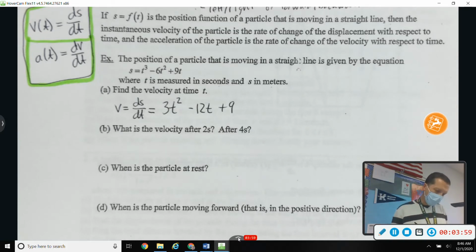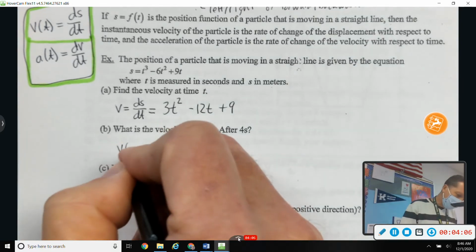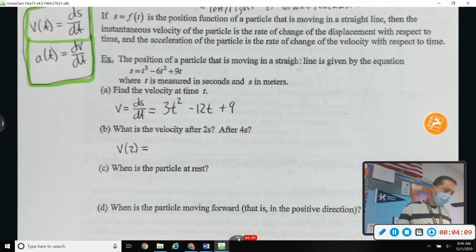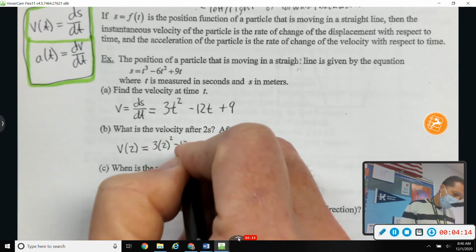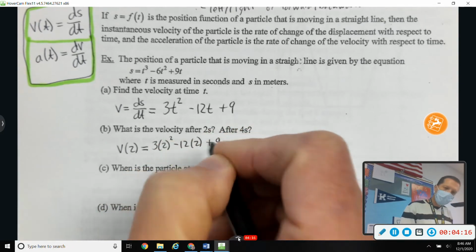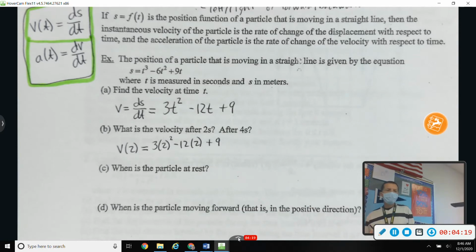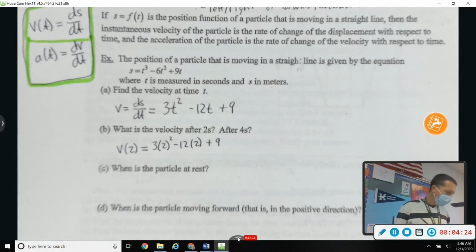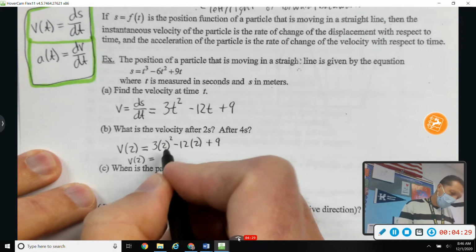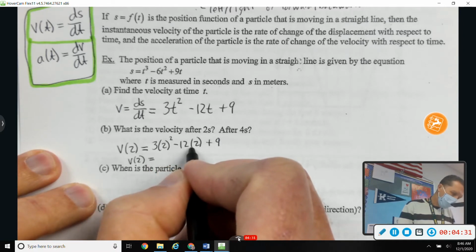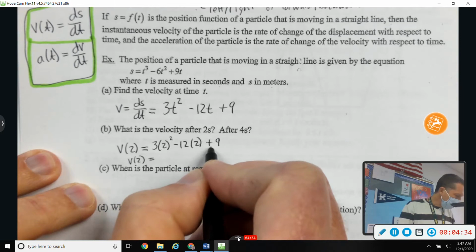Tempted to find the acceleration while I'm in the derivative mode, but I guess it'll ask for it later. What is the velocity after 2 seconds? Well, so all I have to do is take the velocity equation and plug in 2. And you could be done and leave it at that if you wanted to. Let's see, that would be 12 minus 24, negative 12, plus 9 is negative 3.